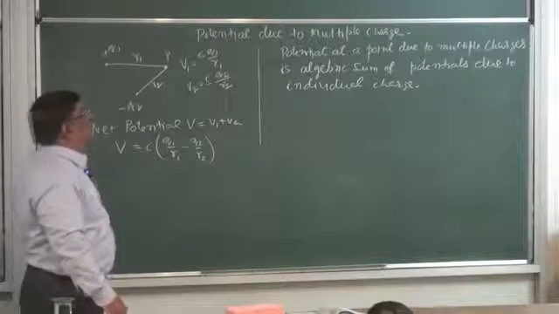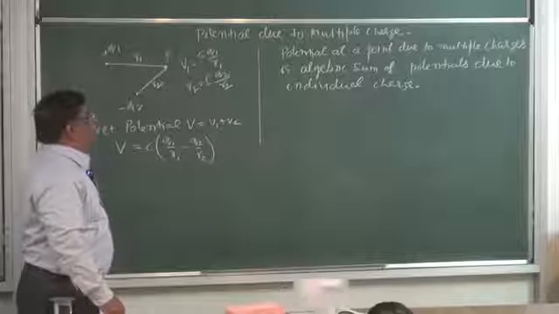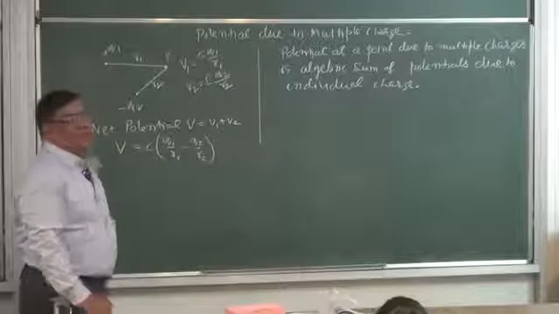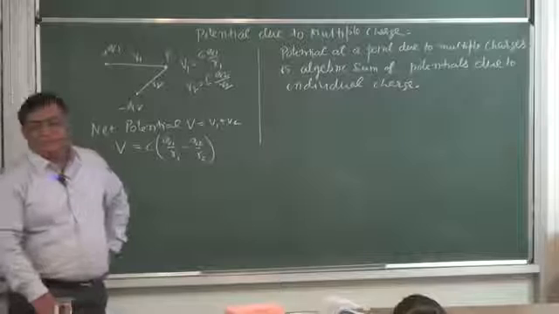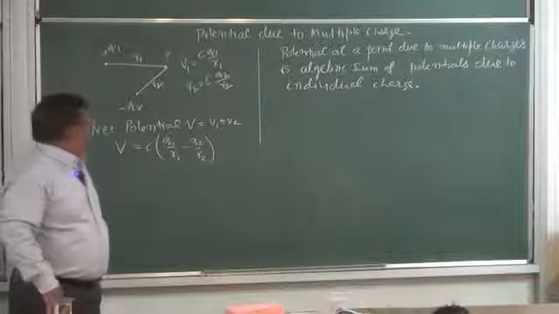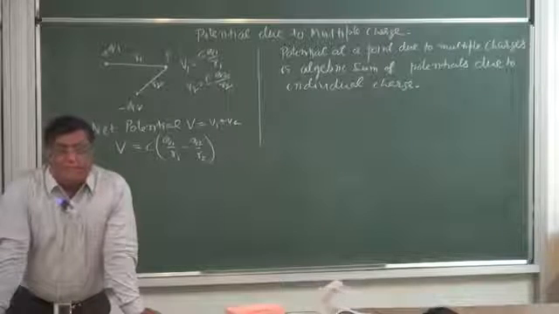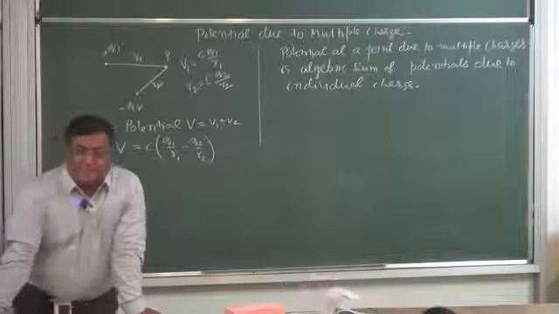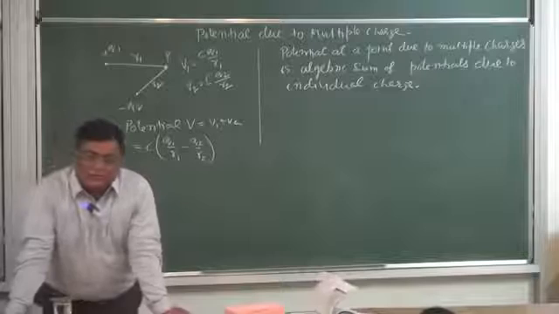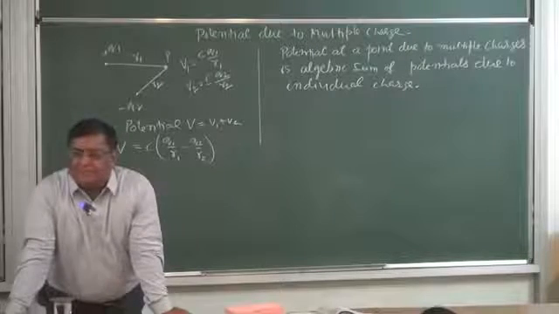Potential at a point due to multiple charges is the algebraic sum of potentials due to individual charges. And this is what algebraic sum means: we have to take plus and minus. Understand? So if it is a positive charge, it is plus, and if it is a negative charge, then it is minus.